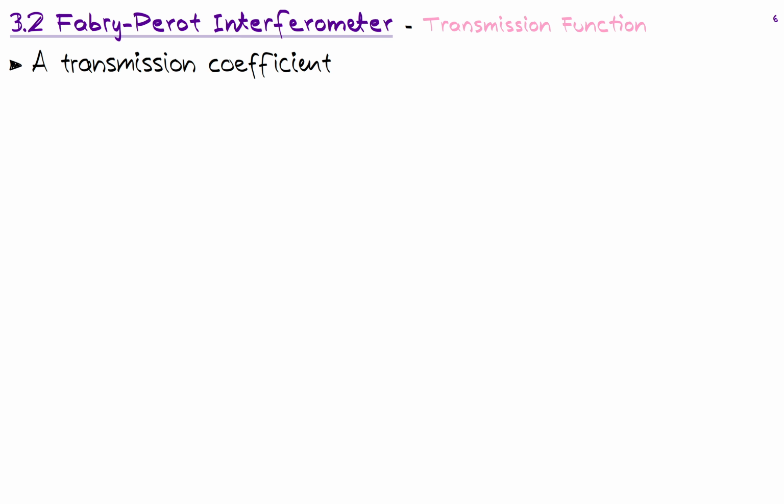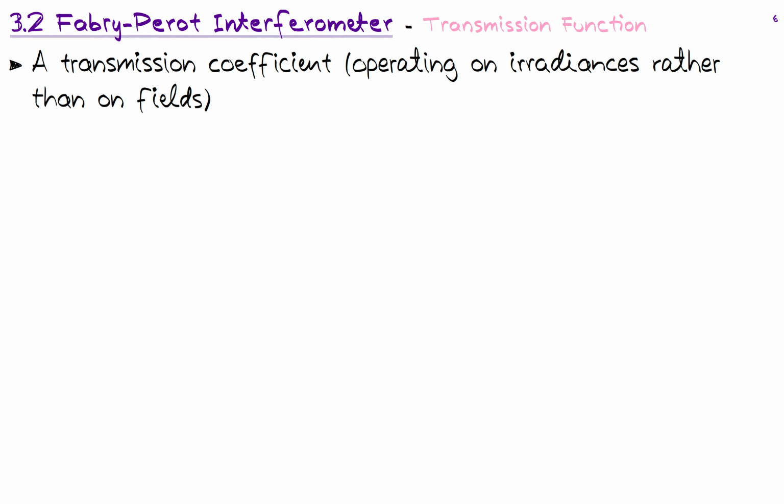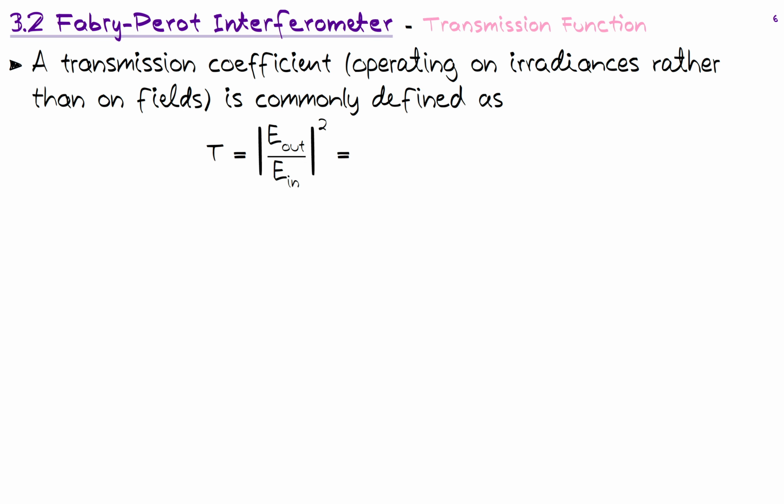Now, okay, so we have now basically a transmission coefficient, and that operates on irradiances rather than fields. So we can commonly define the transmittivity or transmission coefficient as the modulus squared of the ratio of these two different field contributions. So now we have the input field in a given form. That was the assumption we made, and now we have calculated the output field, and now we can calculate the whole transmission coefficient using those. And what we get out looks something like this.